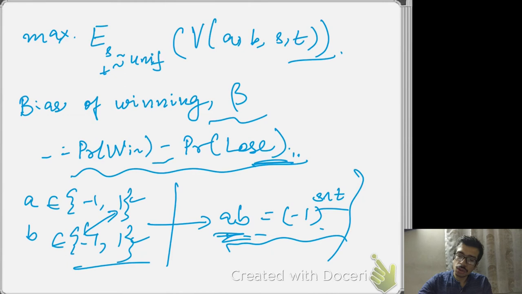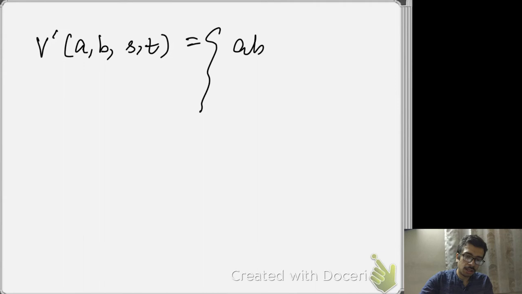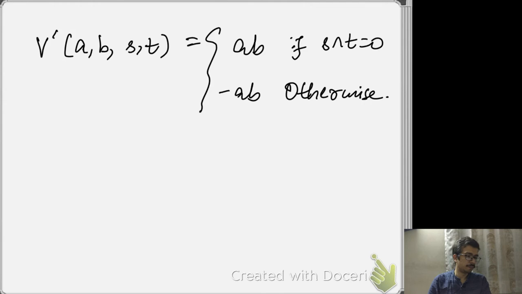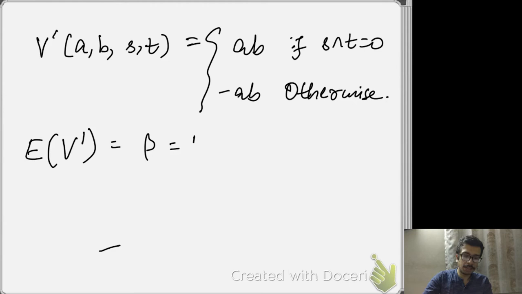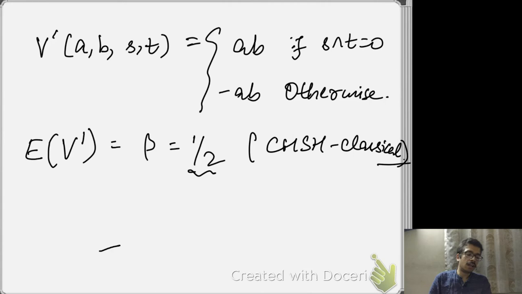So note that in this notation, I now have a value function v prime. This v prime of a, b, s, and t is going to be ab if s AND t is 0, and minus ab otherwise. And the expected value of this v prime is going to be beta, which is the bias, right? And what is the best beta for a classical game? It is half. So this is the optimal beta for a classical game, where the probability of win minus lose is 3/4 minus 1/4, which is half. So now the question is, can we improve the expected value? Can we improve the bias?